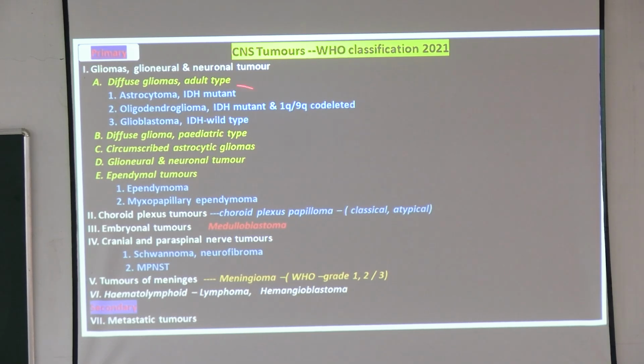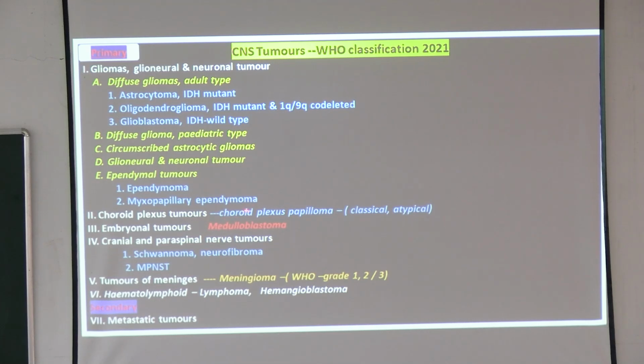One is glial cell origin, another is choroid plexus origin, embryonal tumor, cranial nerve and paraspinal nerve, meninges origin and hematolymphoid, and another is secondary. So, primary and secondary. Secondary is very rare, but in primary, the glial tumors are the diffuse astrocytoma, circumscribed astrocytoma and ependymoma. No need to remember all those things, I will come to them later.